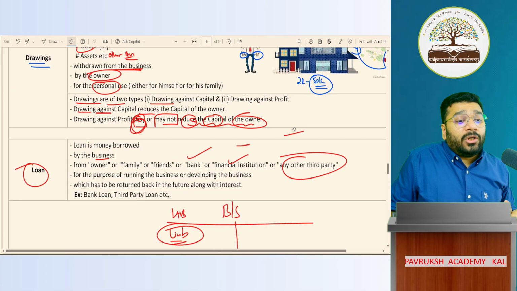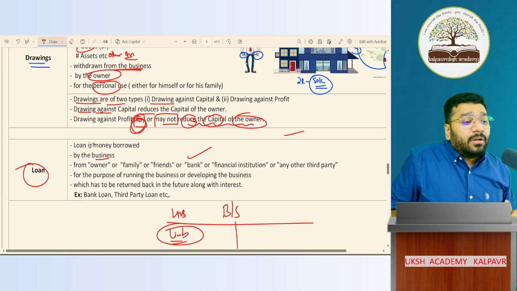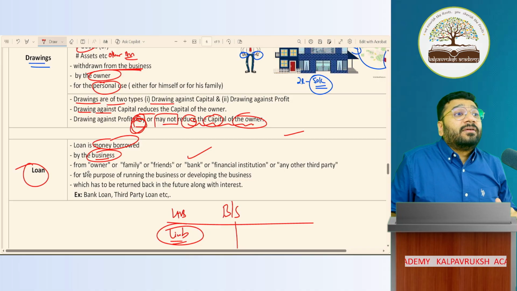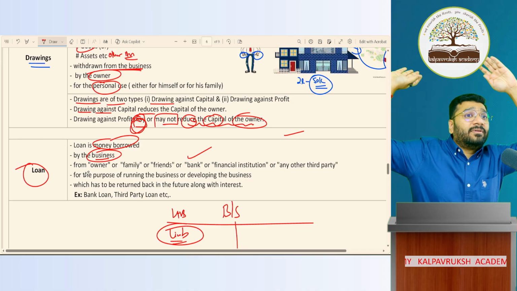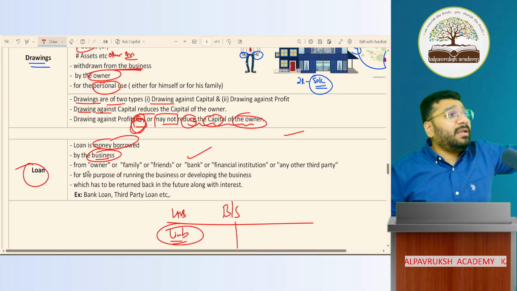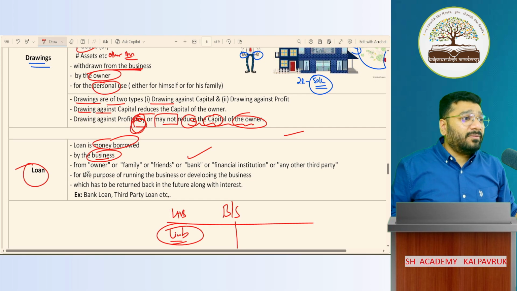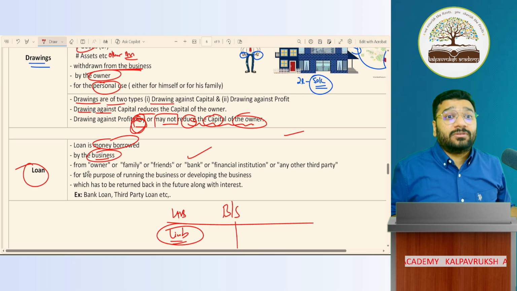Now, loan is money borrowed by the business. Why are we borrowing the money? Sir, we want to go to Goa, sir. There in the casino, I want it. For that, we are borrowing money. Borrow and see. Who are we? Shareholders.